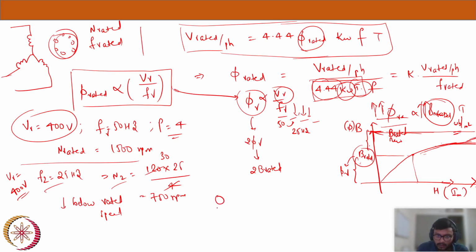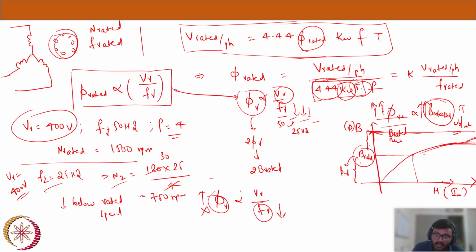The formula is simple, the relation is simple. Flux rated is proportional to V rated by F rated. I want to reduce frequency, but I don't want to increase the flux. How can I do it?